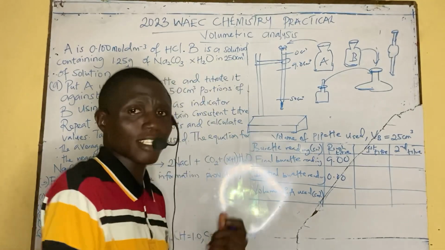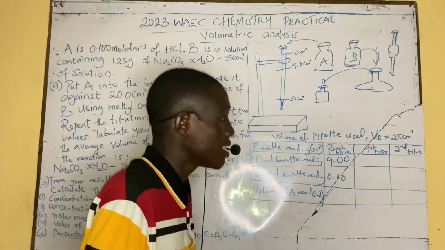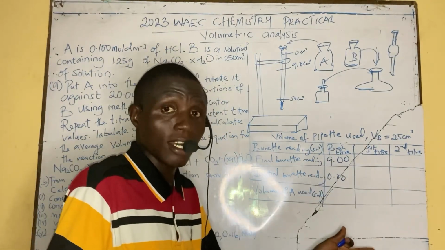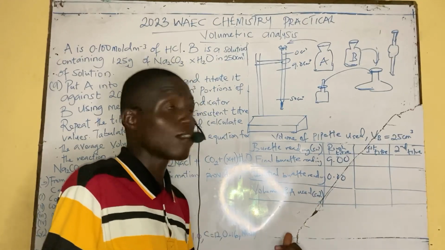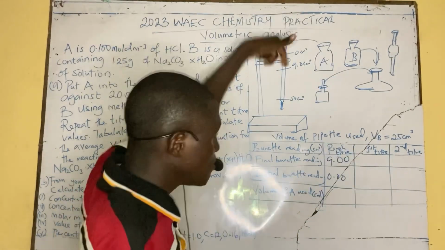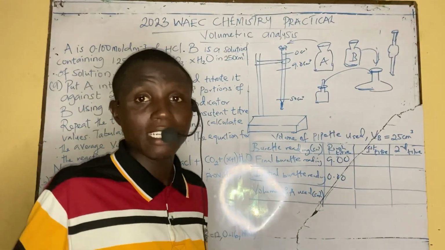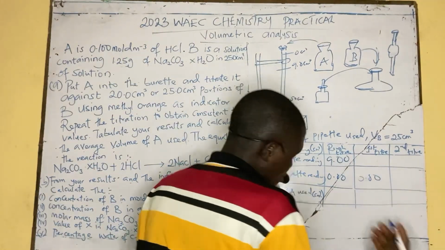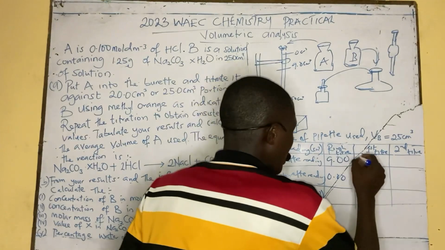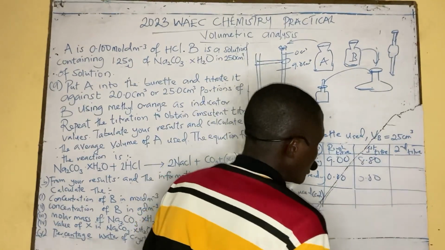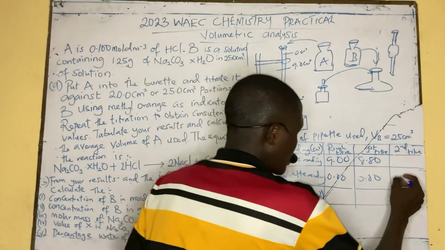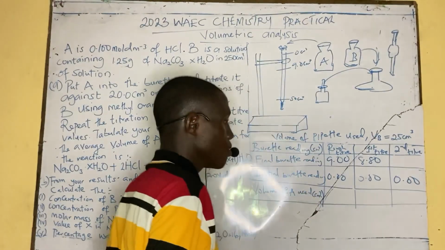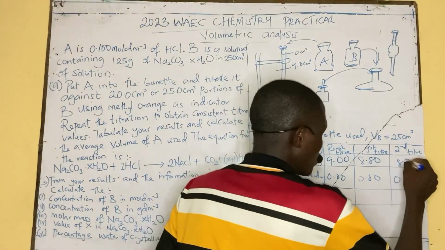Now when I'm carrying out the second titer, you can fill the burette back to 0 so as to avoid any form of error. Now when I carry out the analysis, I get 8.80. Then for the third one, I fill it back again. I have the initial to be 0.0 and then 8.70.